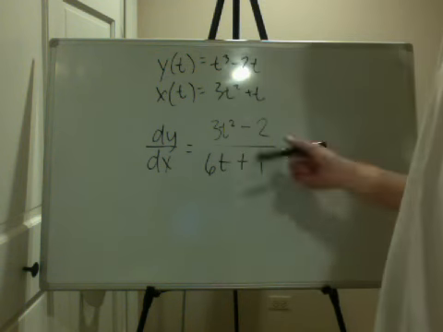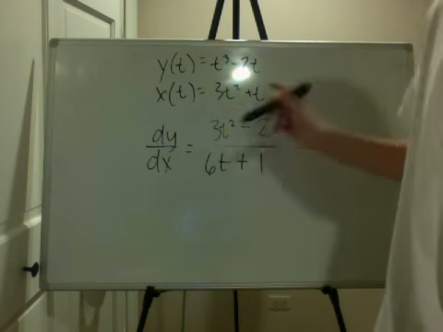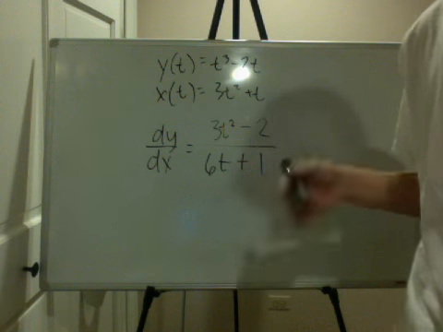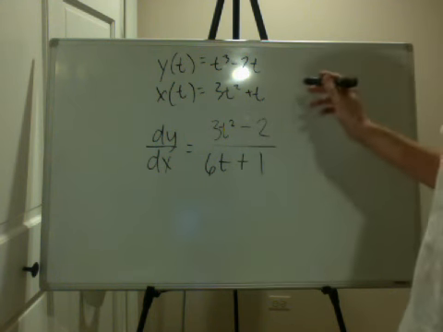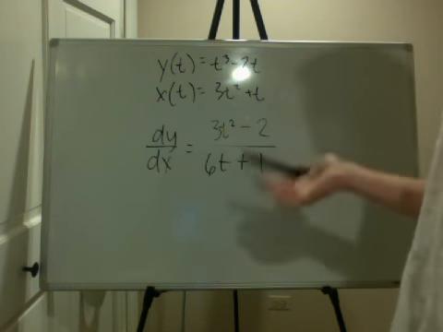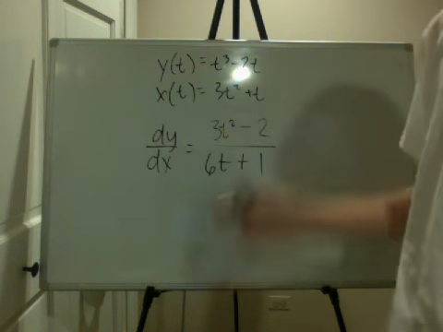And yes, the derivative of y with respect to x will have t's in it. That's just how it works. And so the question will then say, what is the slope when t equals something? And you just plug the t in. Very simple.